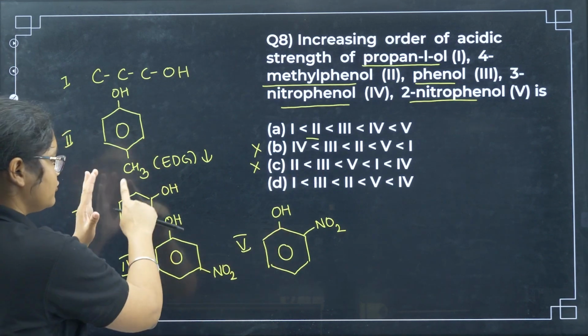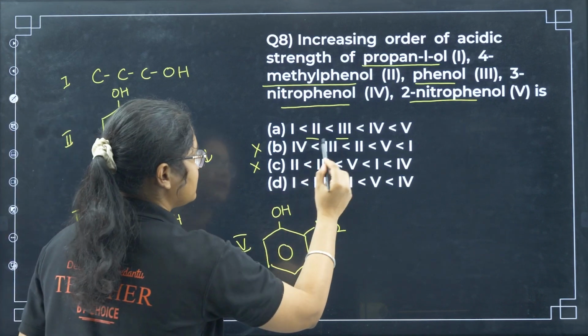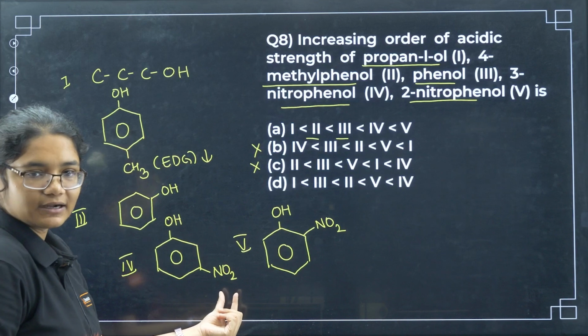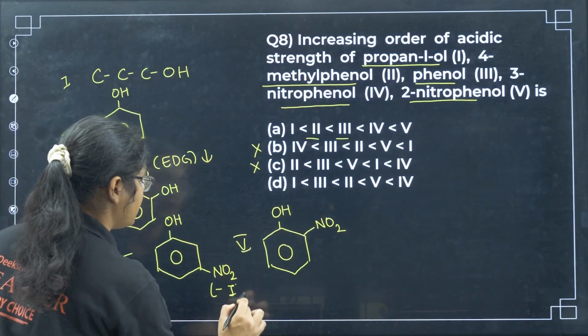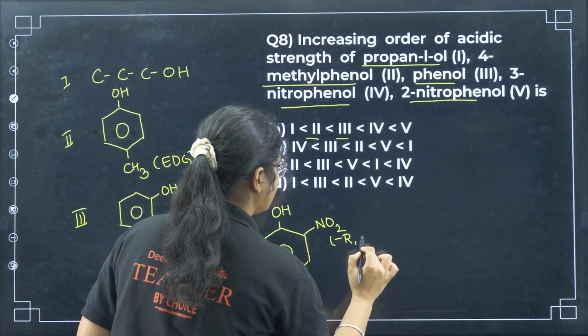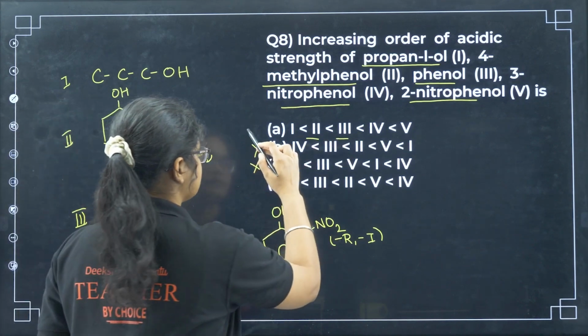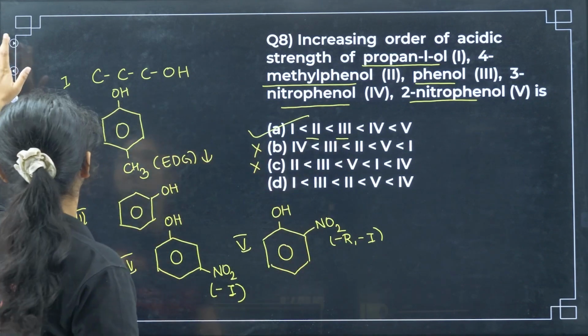And if you see now these two are having electron withdrawing groups and this is a neutral group, so after that 3 will come, and then here 4th position NO2 group is there, meta directing, so it will have only -I effect, whereas this one will have -R and -I effect, so it will stabilize more. So 5th one will be the highest one, so option number A here.